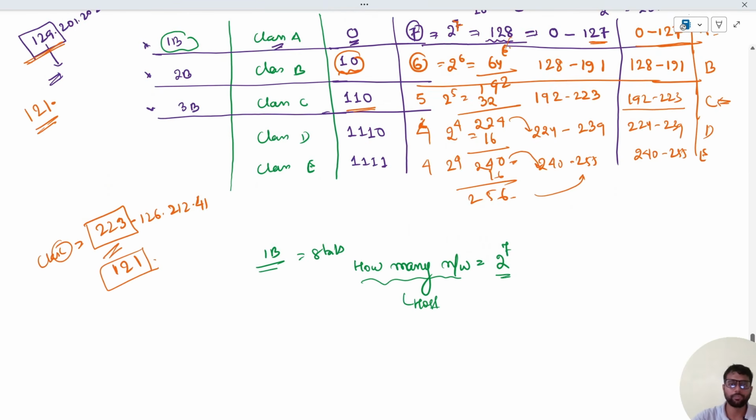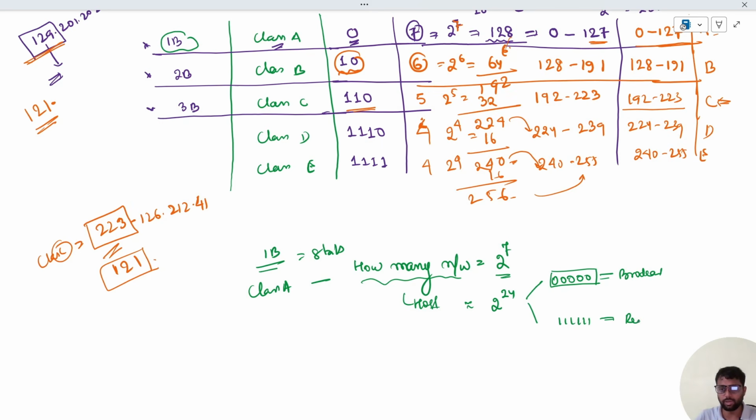So in class A, for network IDs we have 2 to the power 7, and for hosts we have how many? 2 to the power 24. Okay, out of which there are two special addresses, all bits zeros and all bits one. If all bits are zero, that means it is broadcast. If all bits are one, it is also reserved for loopback. So broadcast can be of two types. One is called limited broadcast, the other could be direct.